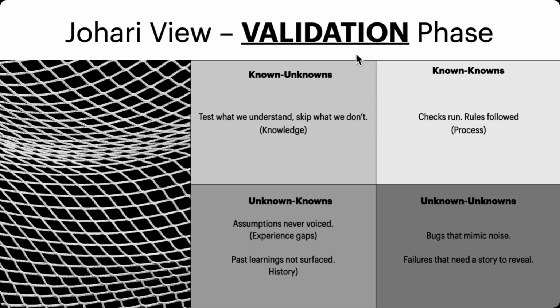If we look at the Johari window validation phase in the first column, known unknowns and knowns, it's like saying we test what we understand, skip what we don't. Bit of a knowledge issue, so you have to be aware and continue. The unknown unknowns, again, notions of assumptions, gaps in experience. If I'm more mature in experience, maybe I'm a little more wary of assuming. The forgetting of past experiences, which is about history. Right? So these are some ideas.